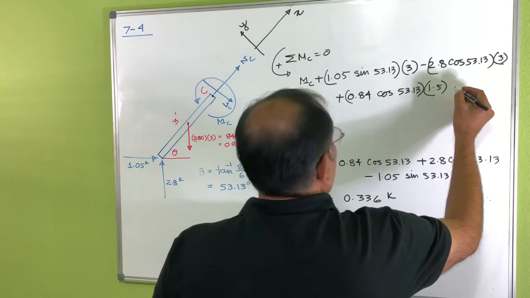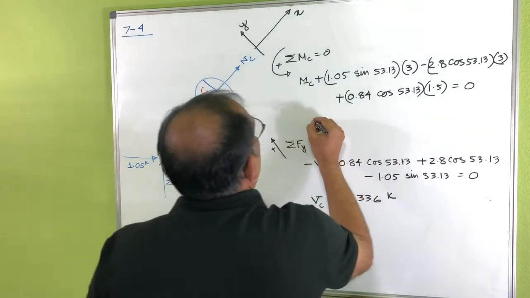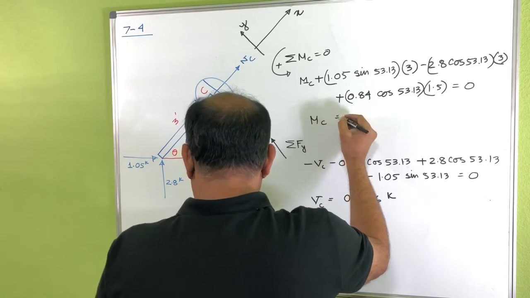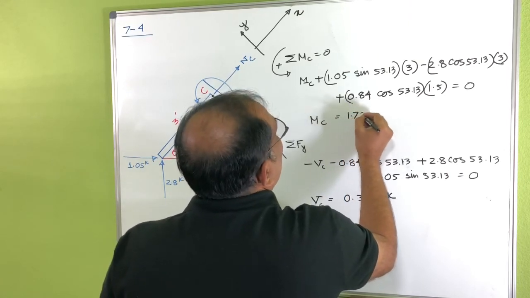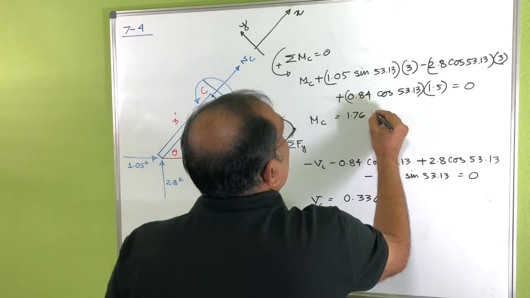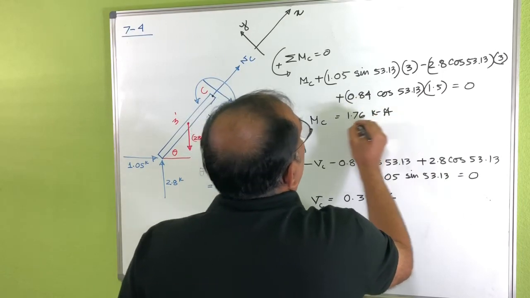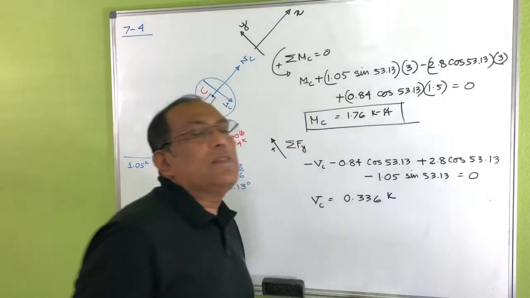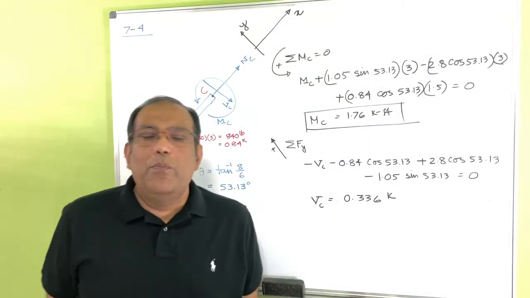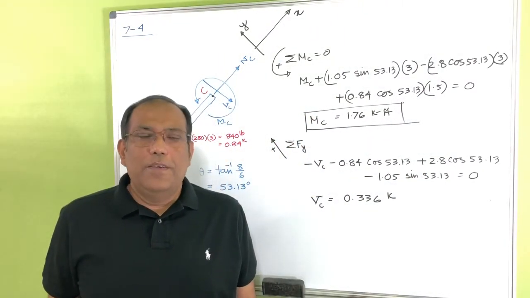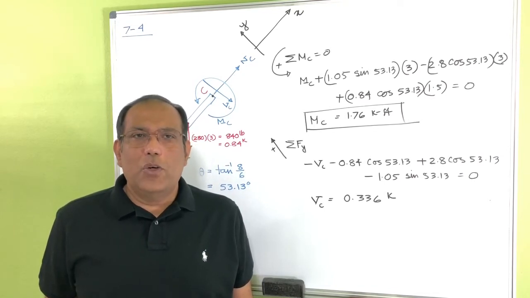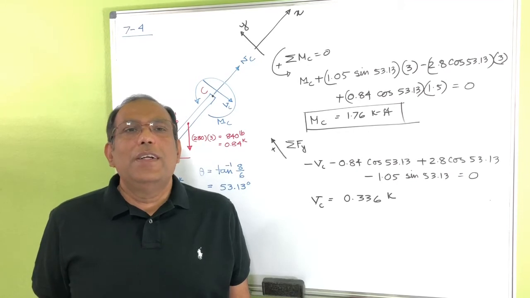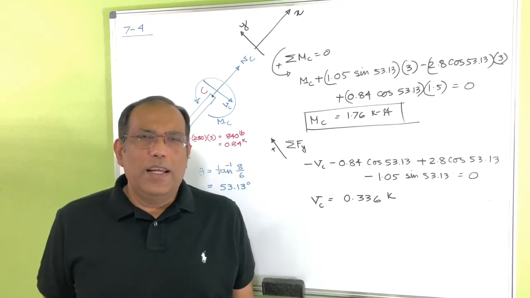So that's equal to 0. So I get my MC is equal to 1.76 kip feet. And once again I see that this one is positive, so it means my assumption for the moment is also correct. Okay? So let's move forward and see some more examples.